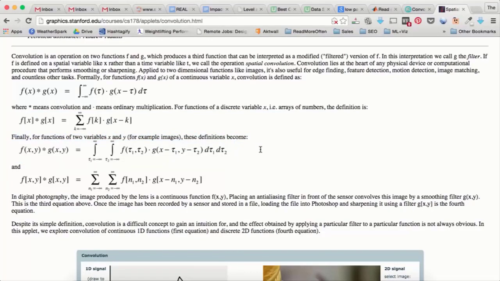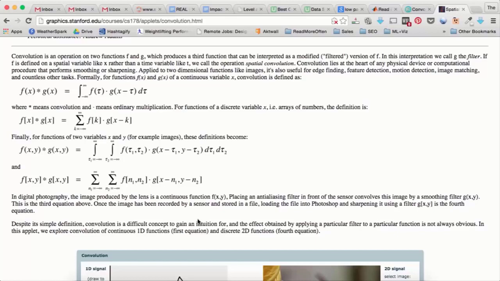notice we now have 2 dummy variables. Before it was tau or k. Now we have 2 dummy variables, tau1 and tau2, or n1 and n2. And it's basically what you would expect from 1D convolution. You're going from minus infinity to infinity along the 1 dimension that's the independent variable, so you can think of that as time. And in 2 dimensions, we go from minus infinity to infinity for both independent variables. So that would be x and y, or in other words, the 2 spatial dimensions of the image.